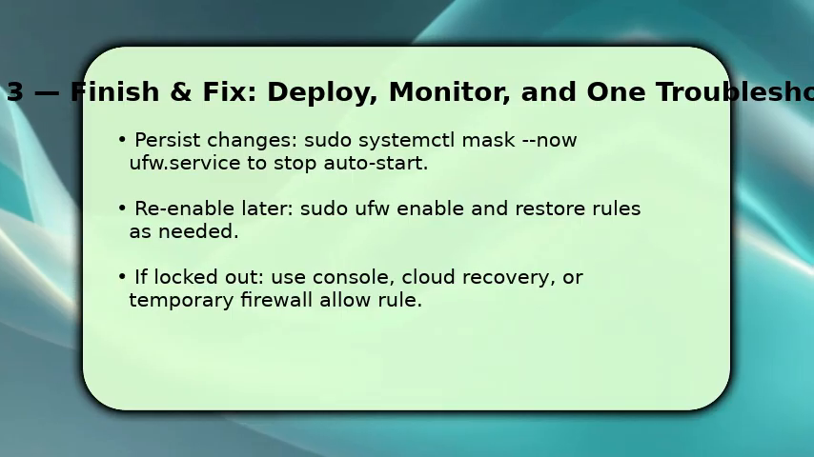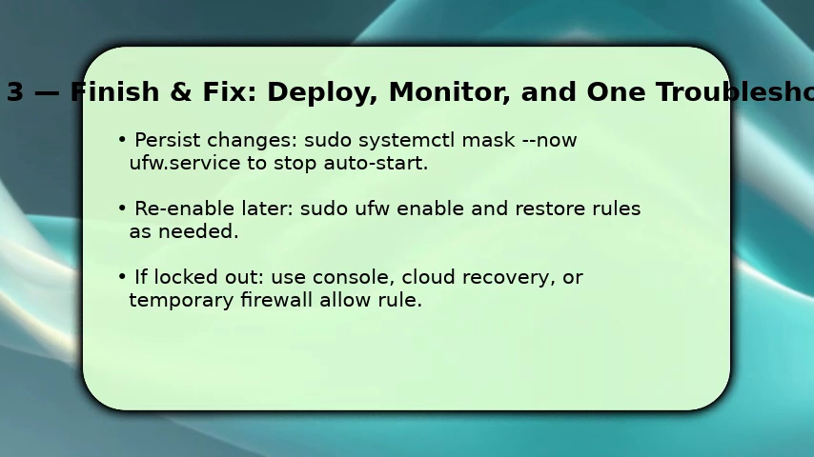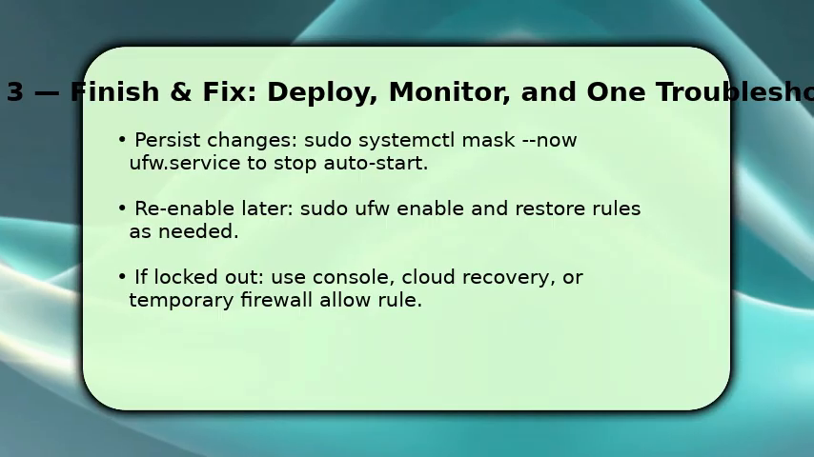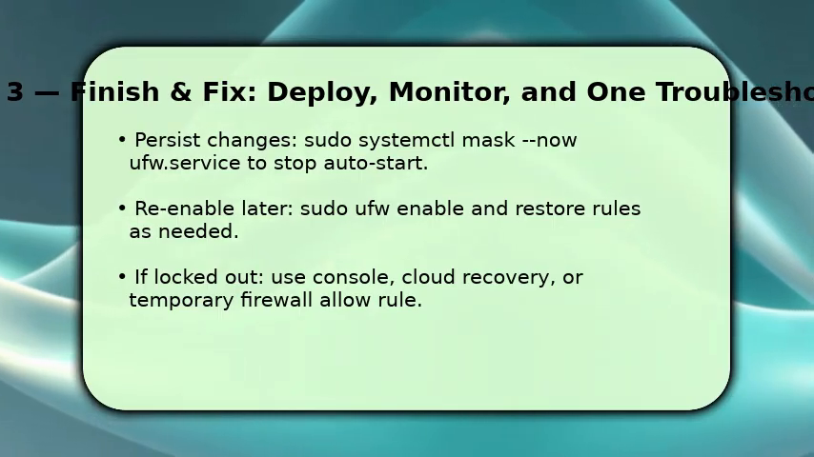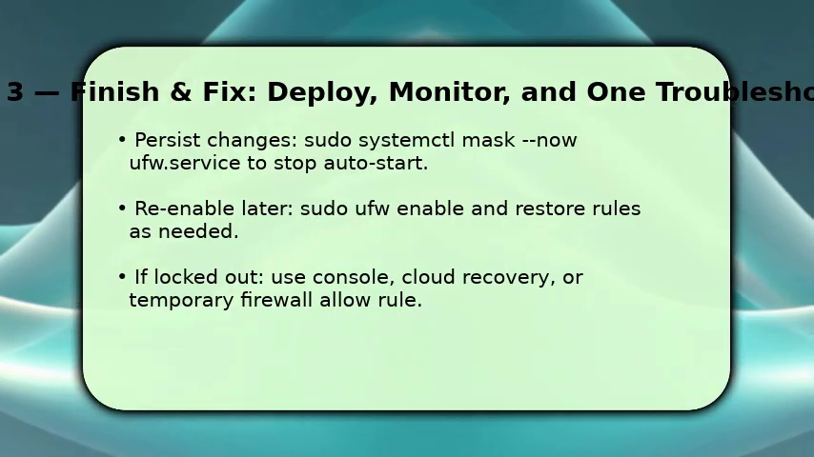If you run into trouble, such as losing remote access, recover via the machine console, cloud provider recovery mode, or by restoring a temporary allow rule for SSH. One key troubleshooting tip: always keep one recovery path before disabling the firewall.